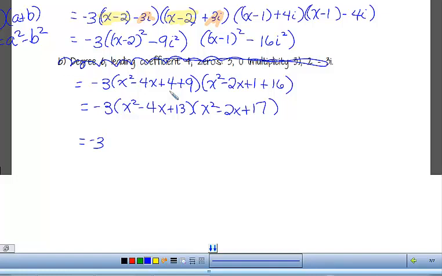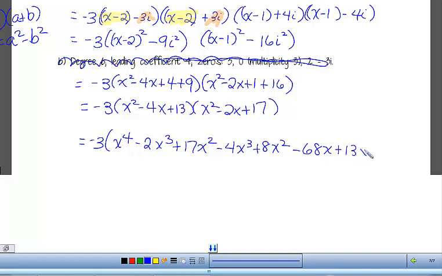If I distribute x squared, then that's going to be x to the 4th minus 2x cubed plus 17x squared. If I take minus 4x, we get minus 4x cubed, and I'm distributing it to each one here, plus 8x squared. 4 and 17 is 68, so that's minus 68x. And then finally distribute 13: plus 13x squared minus 26x. And 13 times 17 is 221. Is that right? Okay, plus 221. Combine the like terms and multiply by negative 3 and we'll be done.